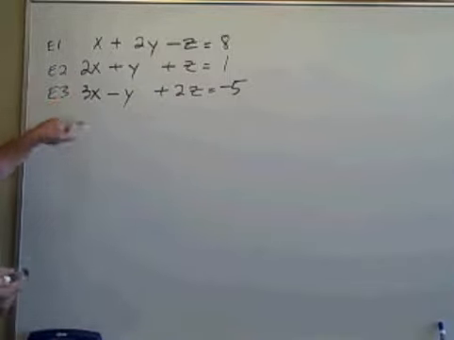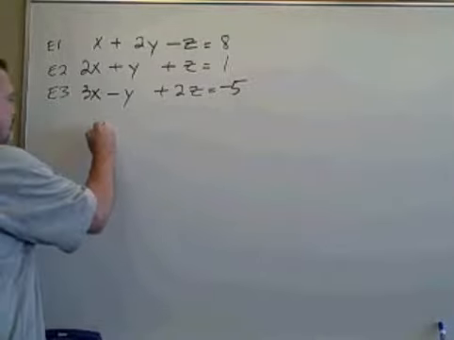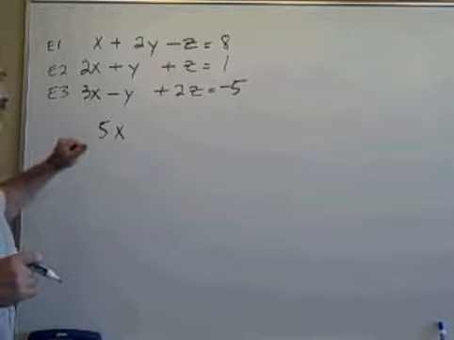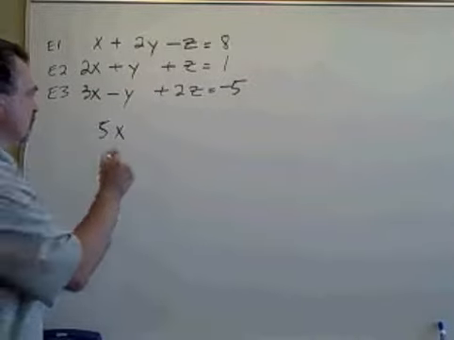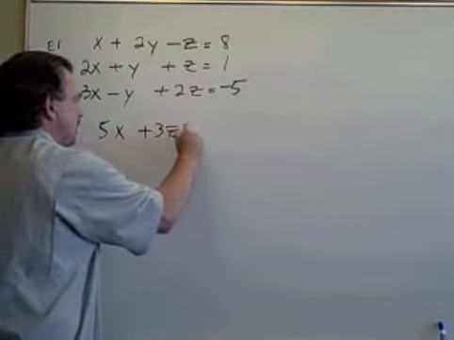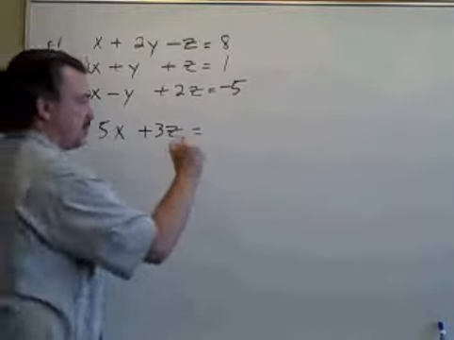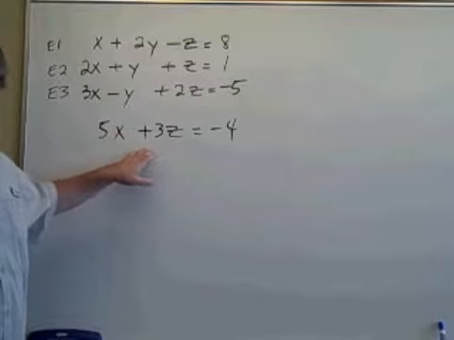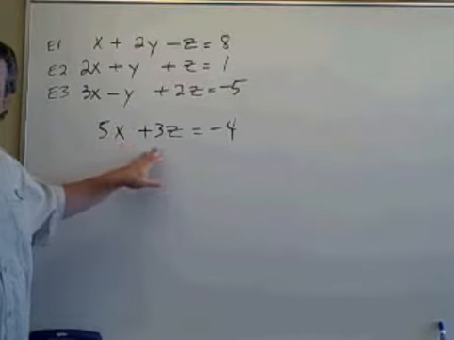2x plus 3x would give us 5x. Plus y minus y, as we've said, disappears into 0. Plus z plus 2 more z is plus 3z. And 1 plus negative 5 is negative 4. So I now have created a new equation that only has x and z.